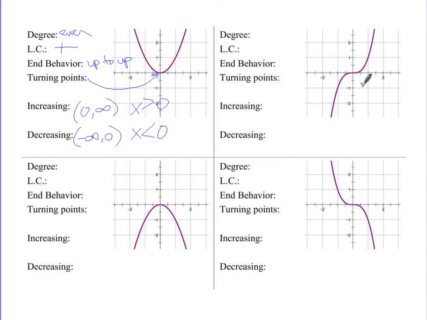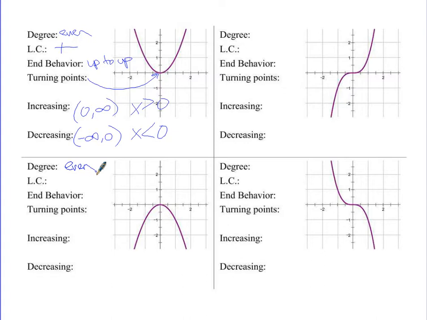Okay? What sorts of polynomials make U shapes? Even degree polynomials. What sorts of polynomials make snake shapes? Odd degree polynomials. Okay? So we did this one here. Let's go ahead and do the one that's similar to it below. What is the degree of this polynomial? Even. I don't know if it's 2 or 4 or 6. I just know that it's even.